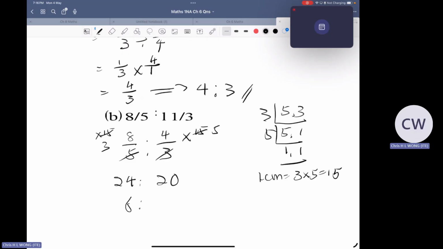6 times 4, 24. Just now was 6 to 5, right? Same answer, you see, you get the same thing, right? 6 to 5. Wendy, was this the answer just now? Just now the answer before that was 6 to 5, yeah? Same thing. So you can see it's faster, isn't it? You find the LCM also, you can do it.